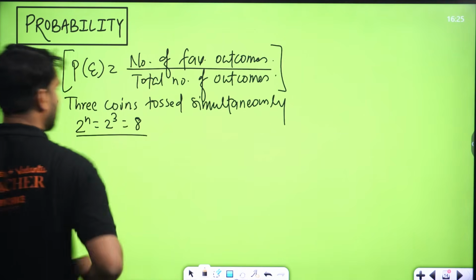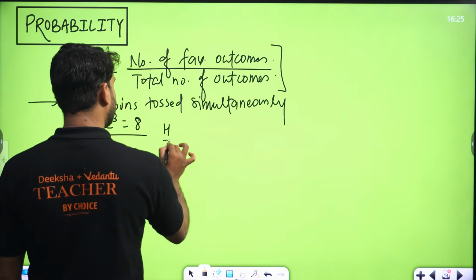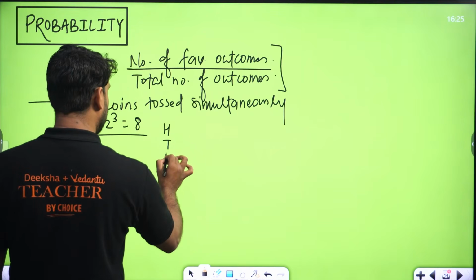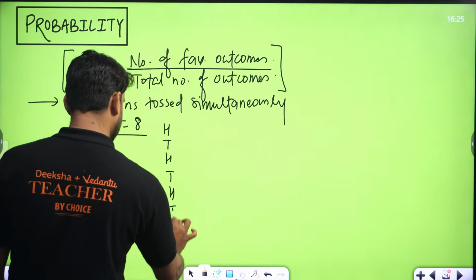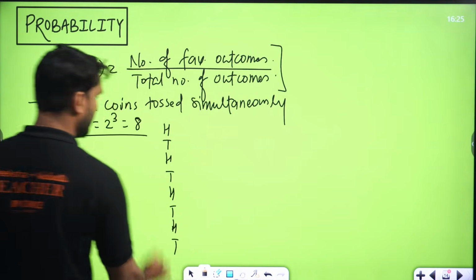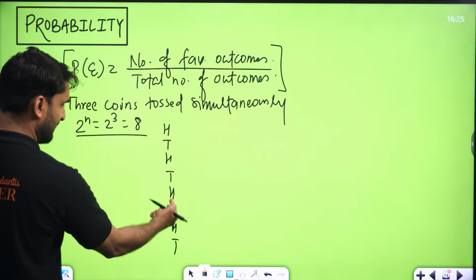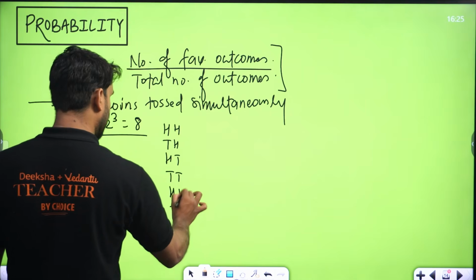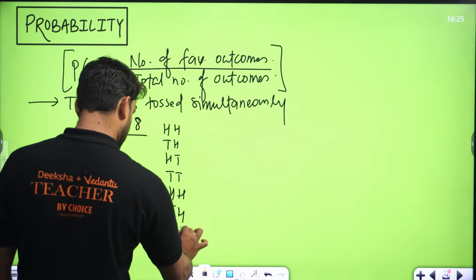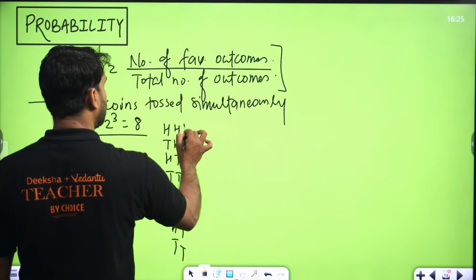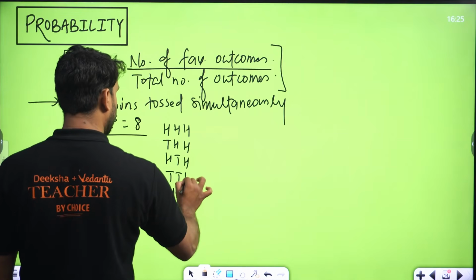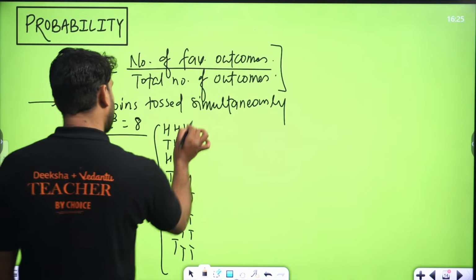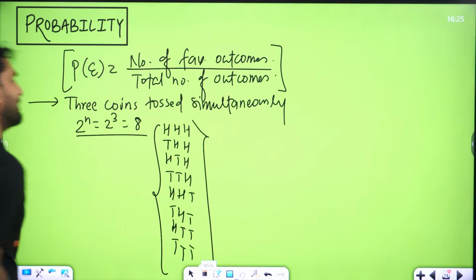8 possible outcomes. Let me give you the table. Write the first row at the gap of 1 for the first coin: head, tail, head, tail, head, tail, head, tail. Make sure there are 8 entries: 1 2 3 4 5 6 7 8. Now write the second row at the interval of 2: head, head, tail, tail, head, head, tail, tail. Now write the third row at the interval of 4: head, head, head, head, tail, tail, tail, tail. So these are the possible outcomes when 3 coins are tossed simultaneously.